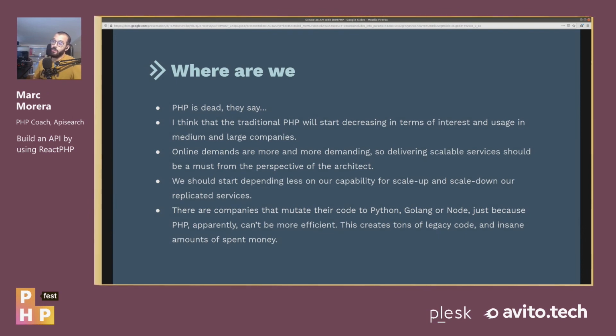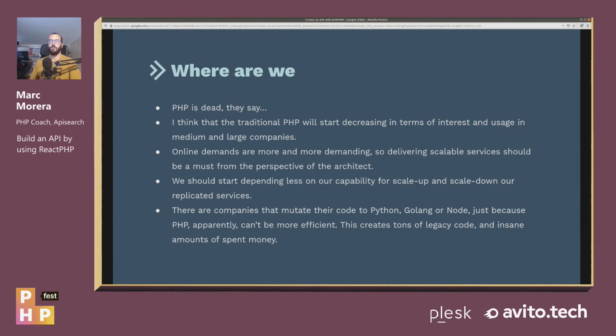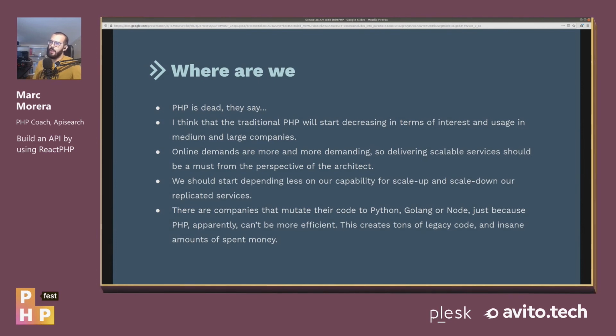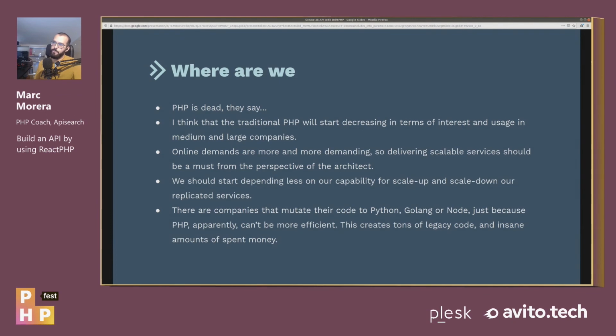And because of that, there are a lot of companies that are starting to move their code to Python, Golang, or Node.js, basically because they don't find in PHP a mechanism to make that happen. Okay, and that costs money, and that creates a lot of legacy code. I'm sure that many of you have found that story in your companies. So this is a reality. This is not assumptions. This is not theoretical. This is a reality. Okay.